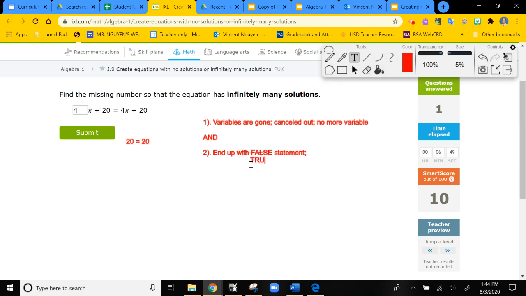So is the first step still applicable? Yes, the variables are gone. As you can see, 4x and 4x cancel out, right? But the difference is, you're going to end up with a true statement instead of a false statement. So make sure you write this note down in your notebook, on paper somewhere. For infinitely many solutions, you're going to end up with a true statement. So let's hit submit, and then we'll move on.